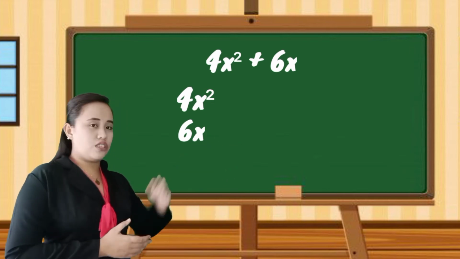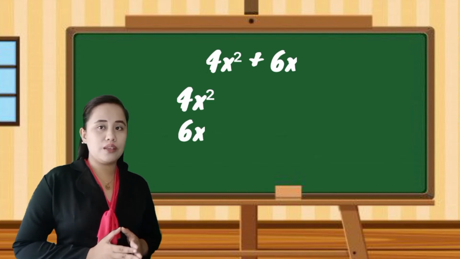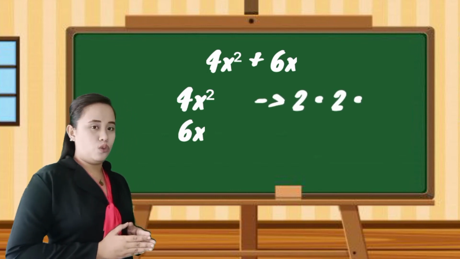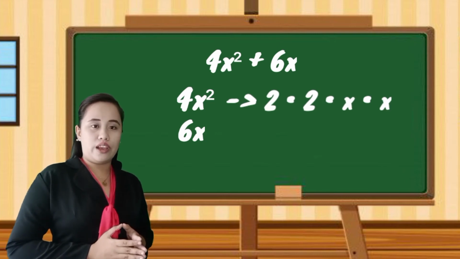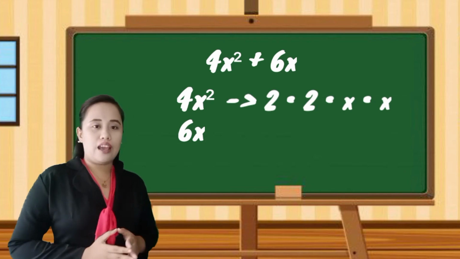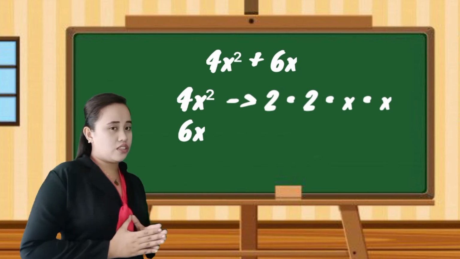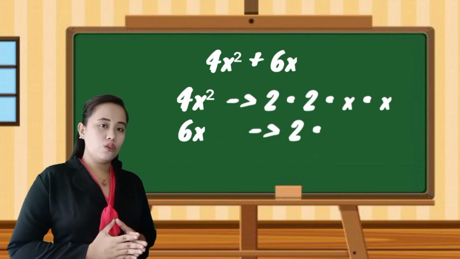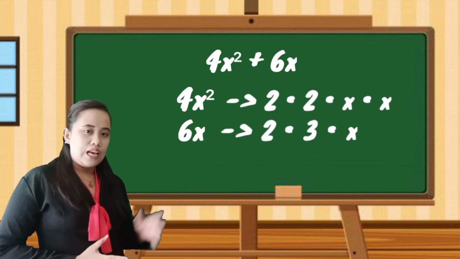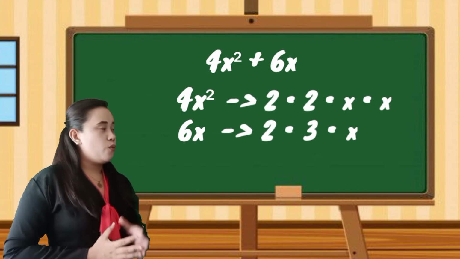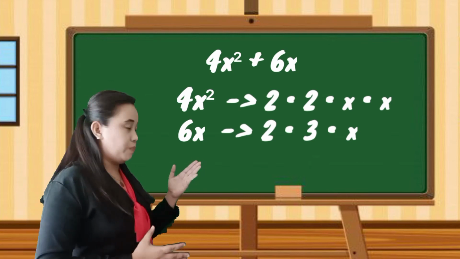So for 4x squared, what are the factors of 4x squared? We write 2 times 2 times x times x, which is equal to 4x squared. Next, what are the factors of 6x? For 6x, we write 2 times 3 times x. Okay, since we've already factored 4x squared and 6x, we are now going to step number 2.